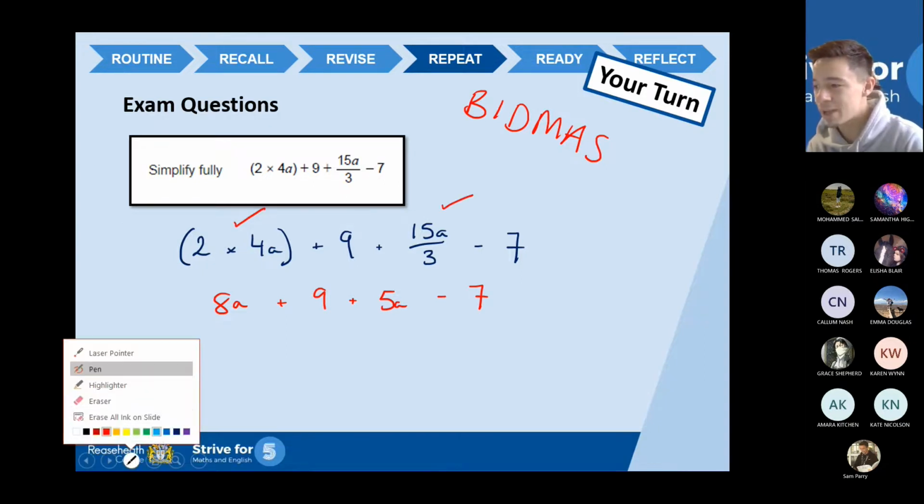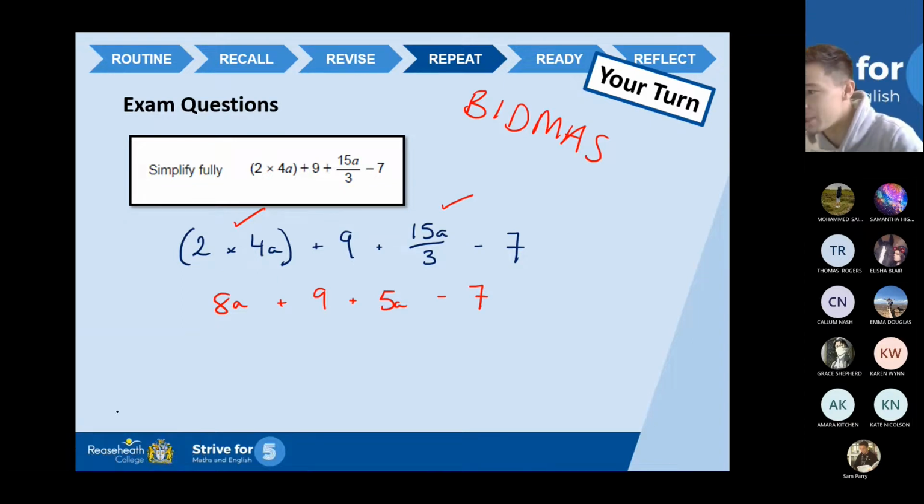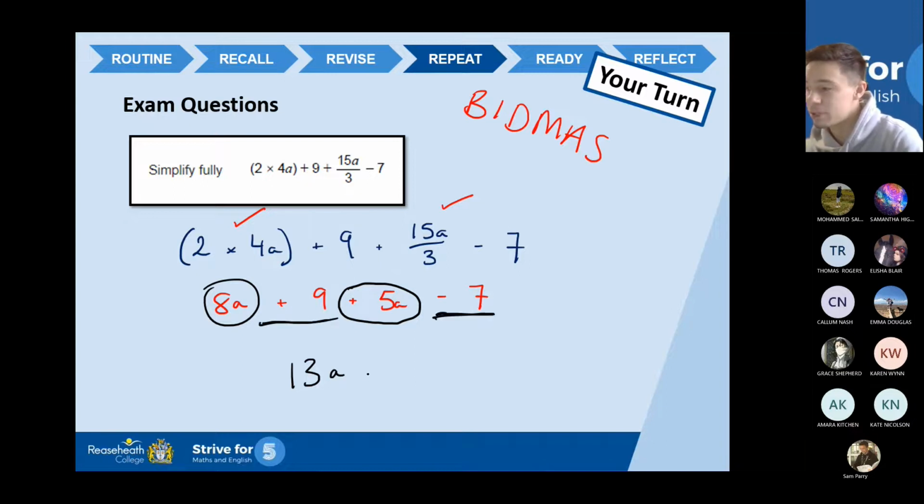And then once we've done that, we have to group them together. Let me get my black pen at the bottom. There we go. So 8a plus 5a is 13a. And then I've got plus 9 take away 7. So 9 take away 7 is 2. So it's going to be plus 2.